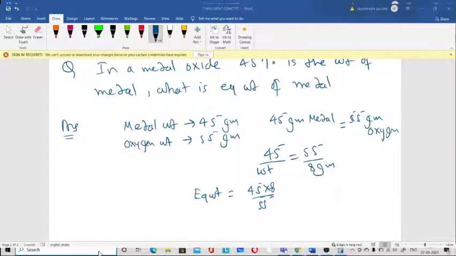So this is how we solve for metal oxides. Most of the questions are from metal oxides.